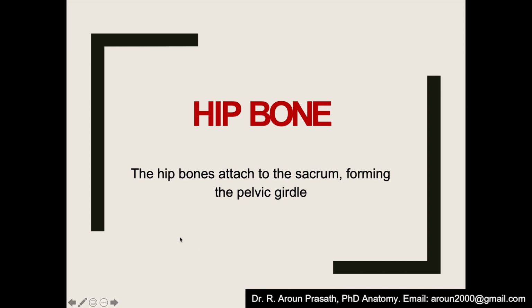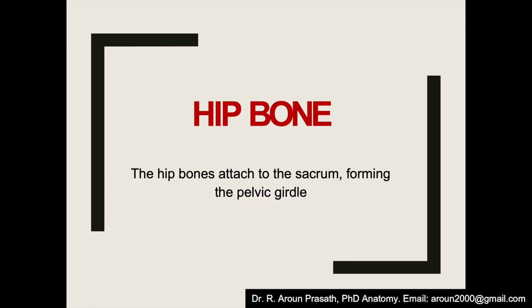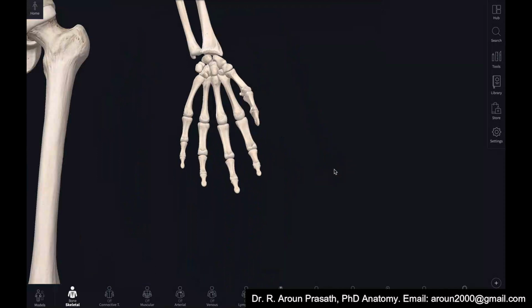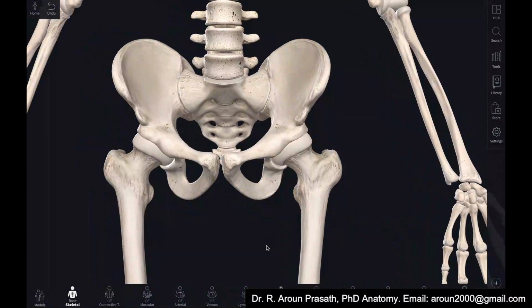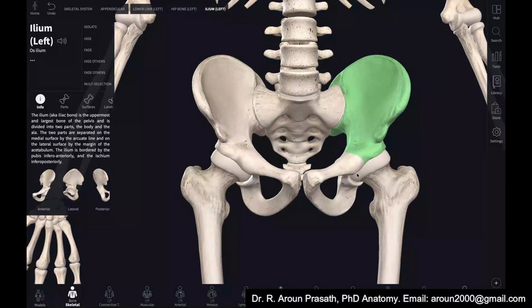Now if you look at the hip bones, what we call the pelvic girdle, you have the right hip bone as well as the left hip bone. What you see here is the actual pelvis. So this is the right hip bone and this one is the left hip bone.